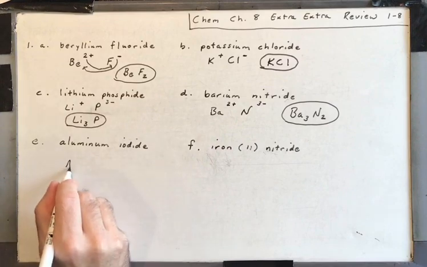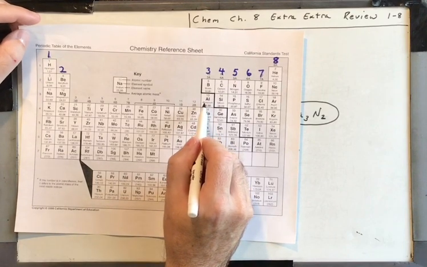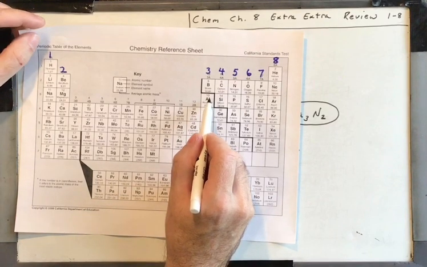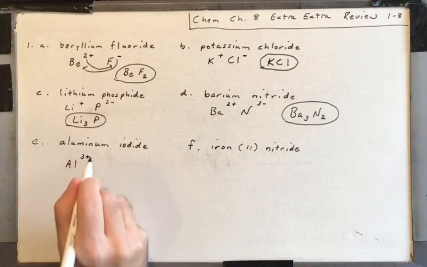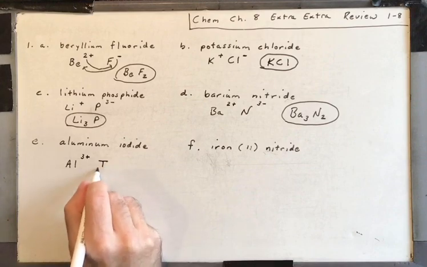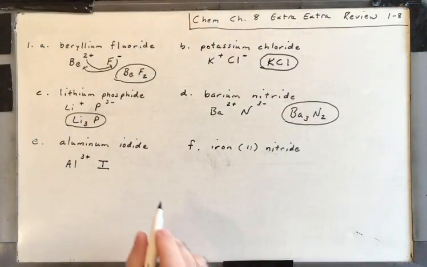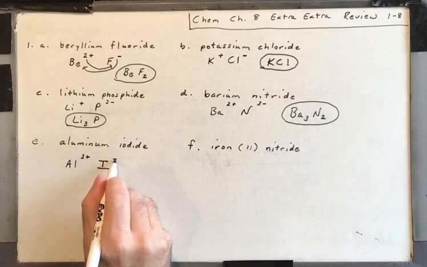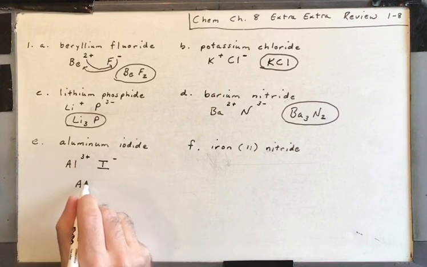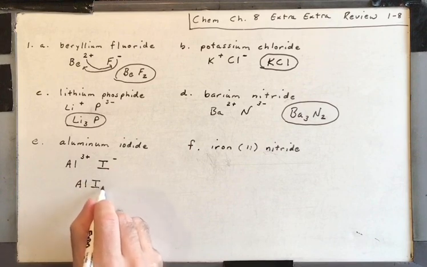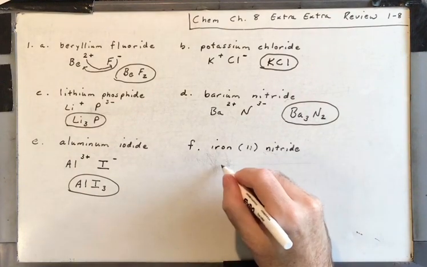All right, aluminum iodide. Aluminum is a metal in column 3, and metals want to give up electrons, so it wants to give up those 3 valence electrons. If it does, it'll have a 3+ charge. Iodine in column 7 wants to gain 1 electron. If it gains a single electron, it would be minus. So after we make those superscripts into subscripts, it would be AlI3.